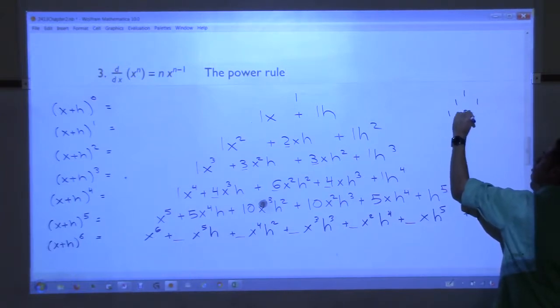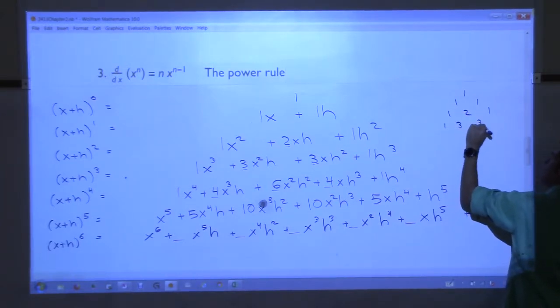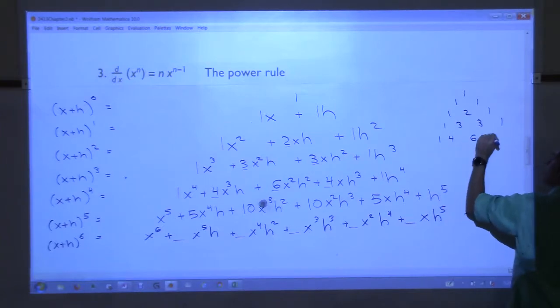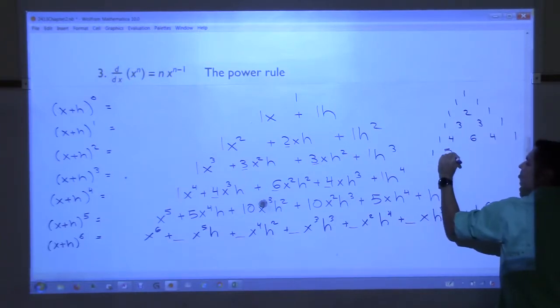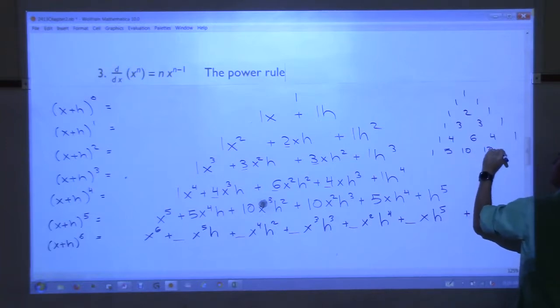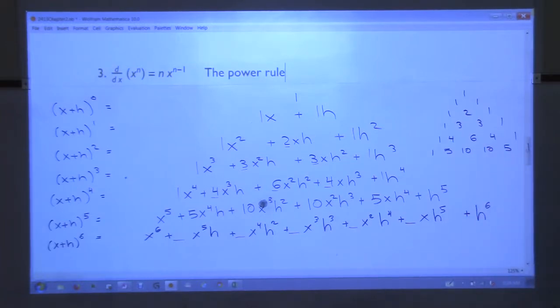1, 1, 1, 2, 1, 1, 3, 3, 1, 1, 4, 6, 4, 1, 1, 5, 10, 10, 5, 1. All right, so notice something about these numbers. The first row has one number, the second has 2, the third has 3, the fourth, right? So as we move down, you get one more number each time. Now let's see how these numbers are developed.